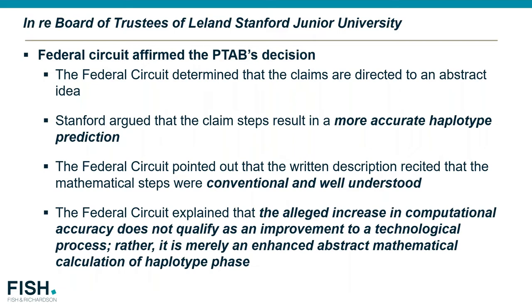and the Federal Circuit. Federal Circuit also explained that the alleged increase in computational accuracy does not qualify as an improvement. It's merely an enhanced abstract calculation. So they made this distinction. I think this is a little bit odd, but they made the distinction between an improvement and an enhancement. And apparently an enhancement is not good enough to get out of the 101 rejection. Next slide, please.